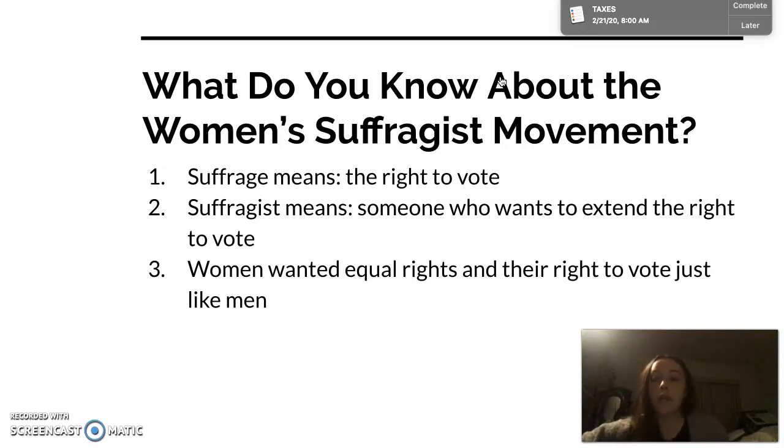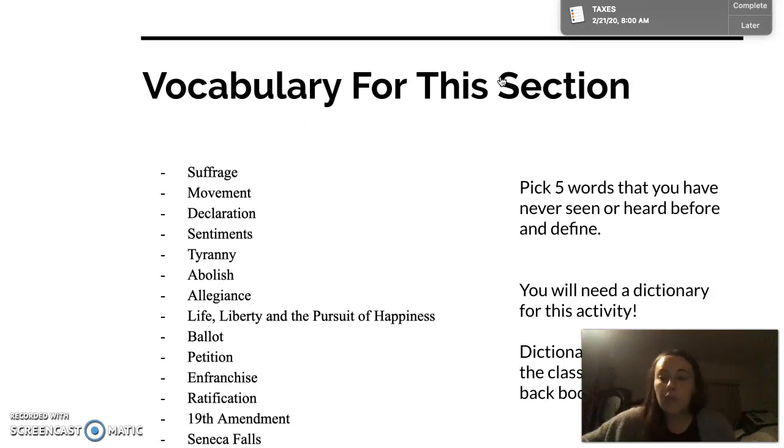Number 3, can somebody tell me what the purpose was about that? Awesome. Yeah, so women wanted equal rights and their right to vote just like men. They wanted everything to be equal. They wanted to say, hey, I want it, they get to, why don't I get to? Perfect.